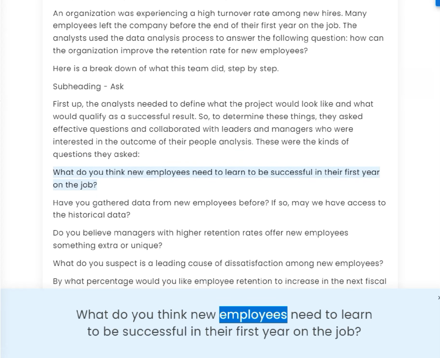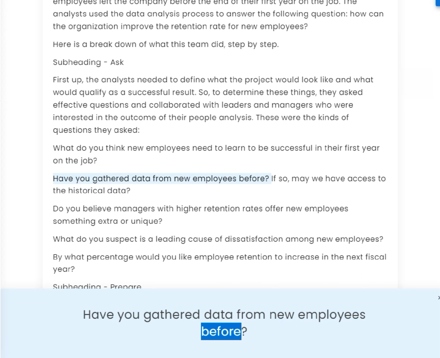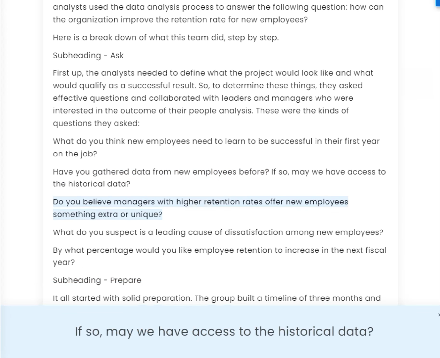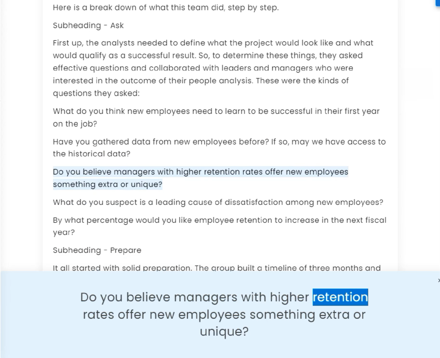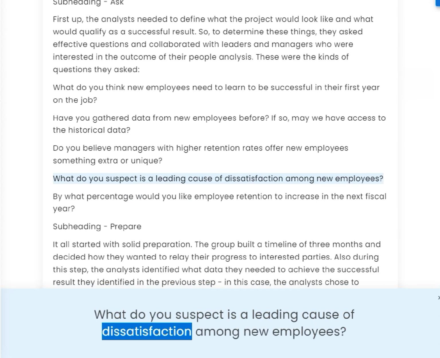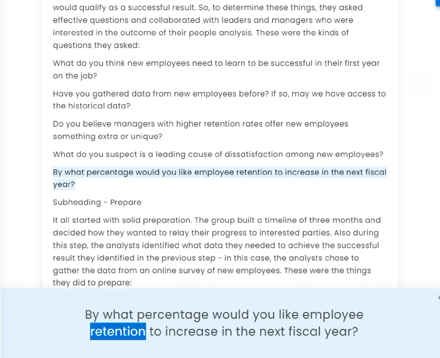What do you think new employees need to learn to be successful in their first year on the job? Have you gathered data from new employees before? If so, may we have access to the historical data? Do you believe managers with higher retention rates offer new employees something extra or unique? What do you suspect is a leading cause of dissatisfaction among new employees? By what percentage would you like employee retention to increase in the next fiscal year?